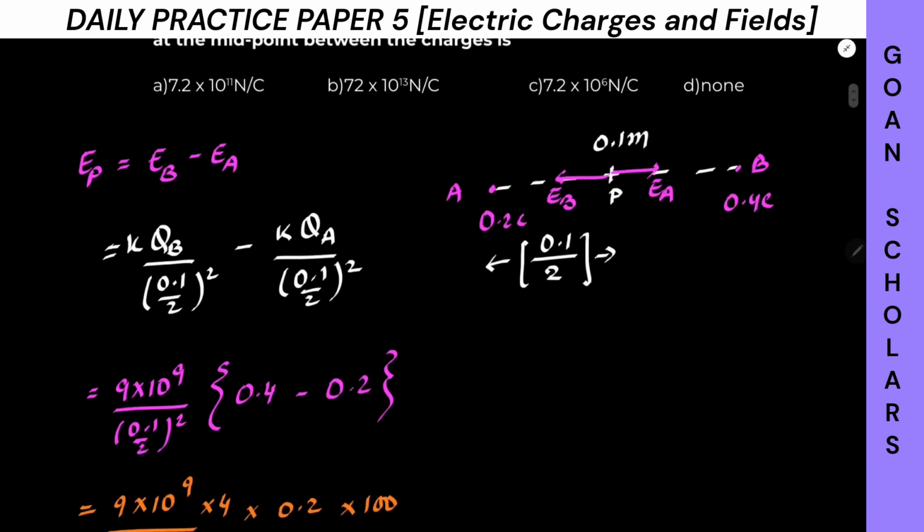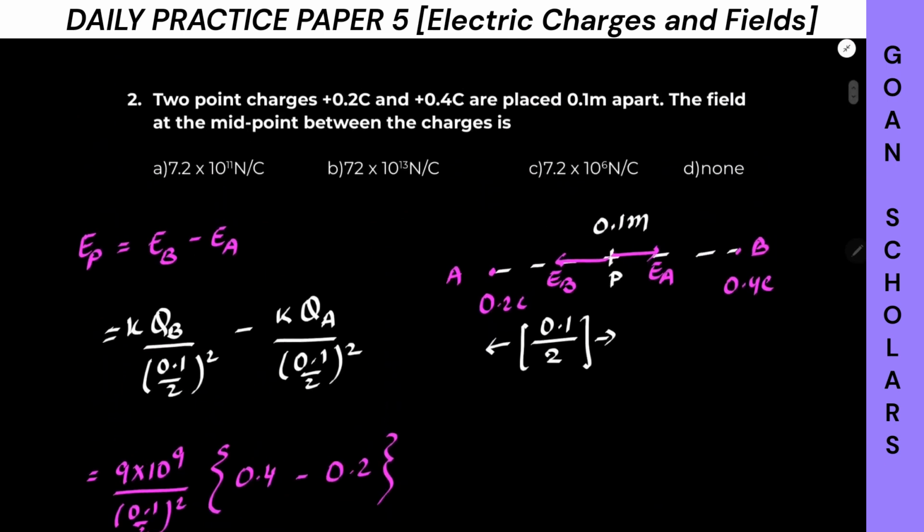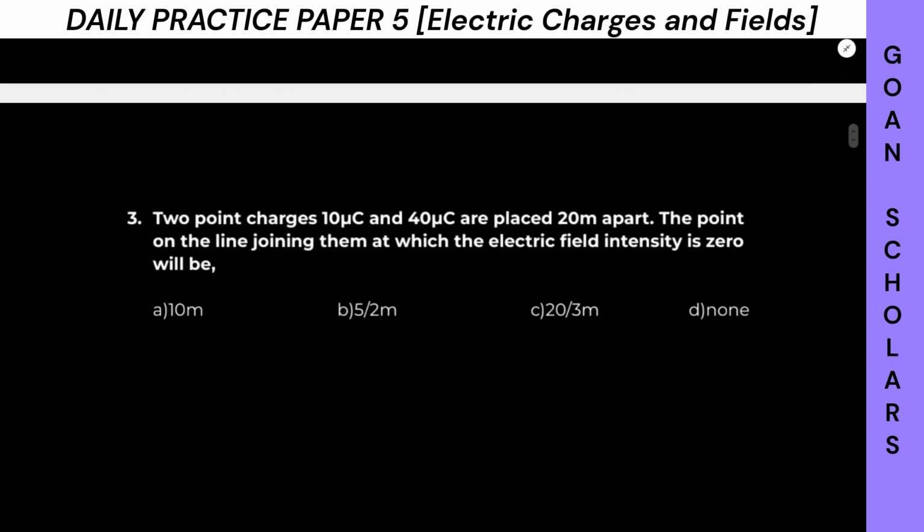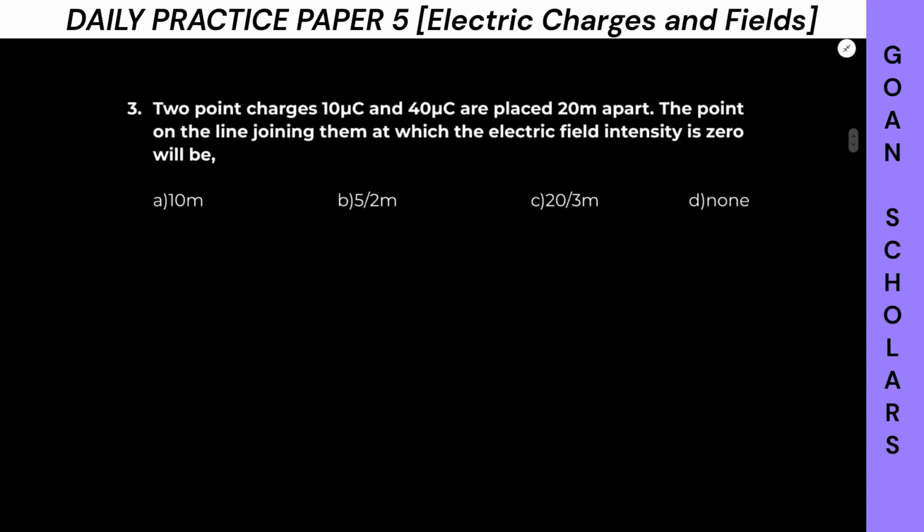Let's see if there is any option. So 72 into 10 raised to 10. Now you can see here 72 is not there, only this is there with 10 to the power 13. But we can see here this is 7.2 into 10 raised to 11, which is same as 72 into 10 raised to 10, correct? So let's move to question number 3 in practice paper 5.